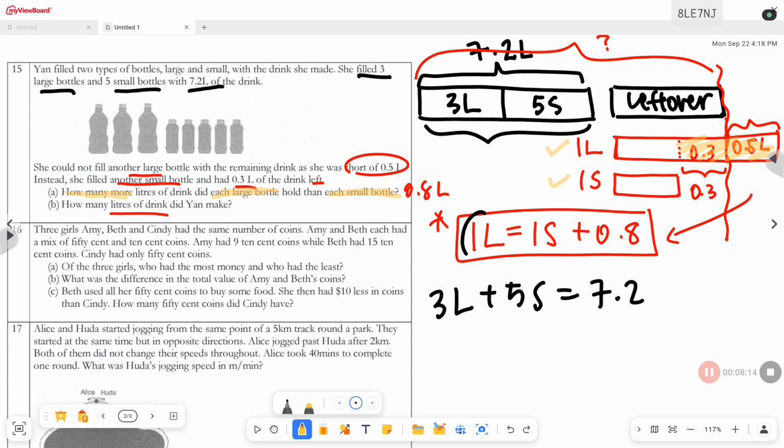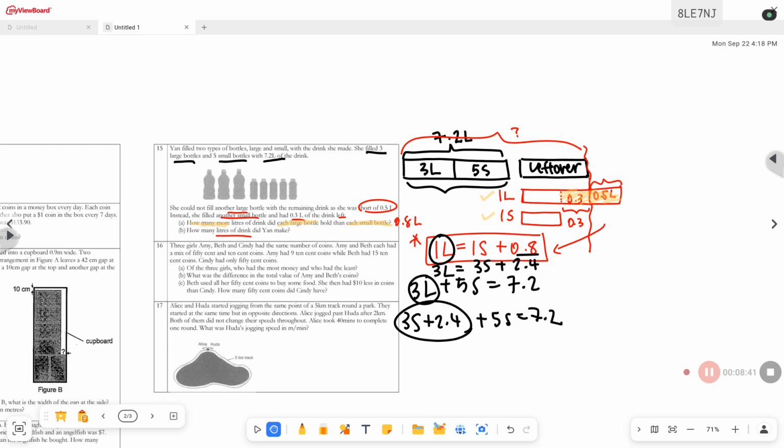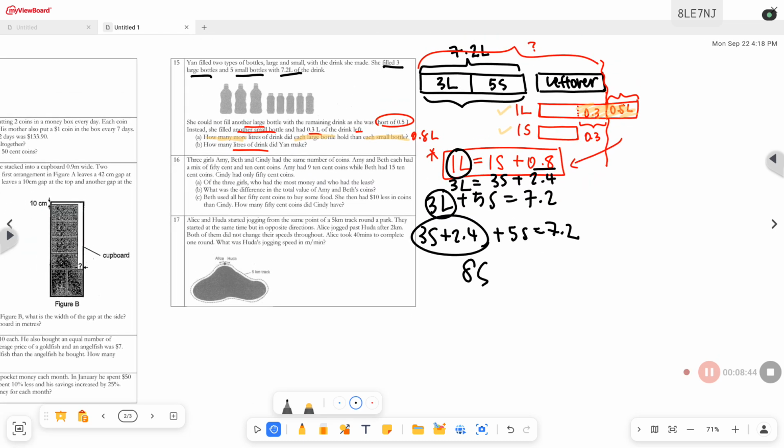So if I know that 1 large is 1 small plus 0.8, I technically can find 3 large, right? So I times 3. Correct? So when I times 3 the 1s, I must also times 3 to 0.8. That is 2.4. So I know that 3 large is 3 small plus 2.4. Plus 5 small will give me 7.2. After that, what do I do from here? So from here, I know that 8 small is going to be 7.2 minus 2.4. And that will give me 4.8. With 8 small, I can find 1 small, which means 4.8 divided by 8. That will give me 0.6.